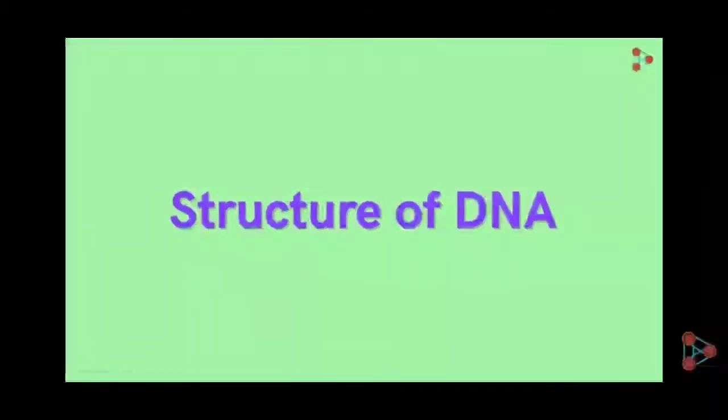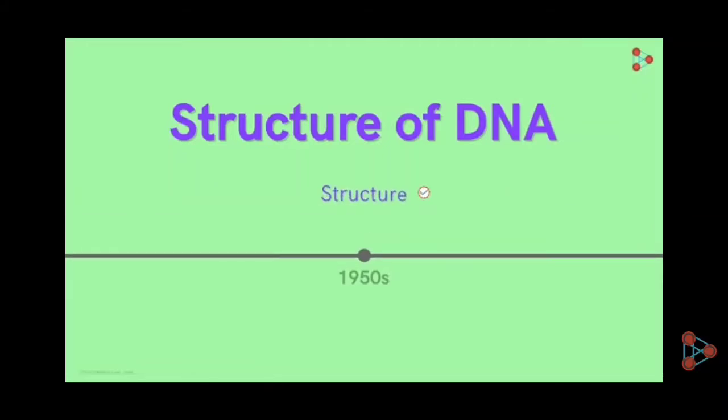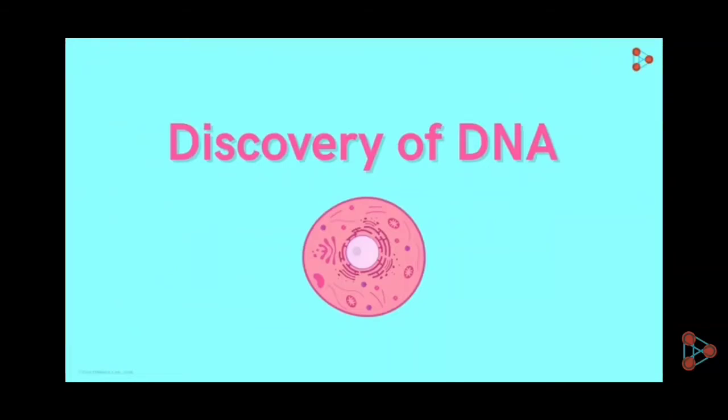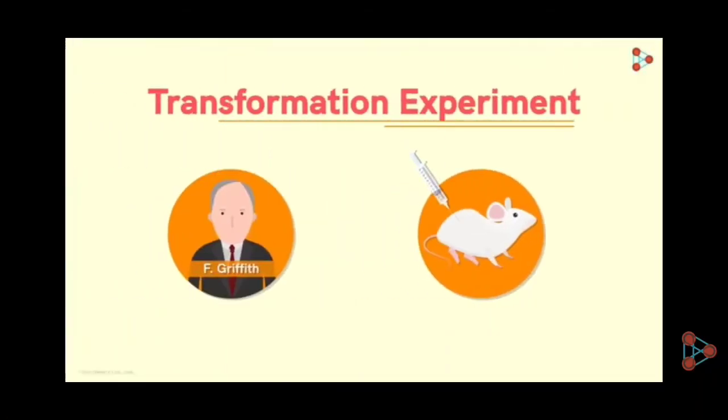The structure of the DNA molecule was discovered in the early years of 1950s. Note that the structure was discovered, not the molecule. The discovery of DNA molecules predates to the 18th century. But DNA was ignored for a long time and it was proteins that grabbed a lot of attention. However, post-Griffith's transformation experiment, the other two notable works in the timeline helped shift the focus towards DNA.